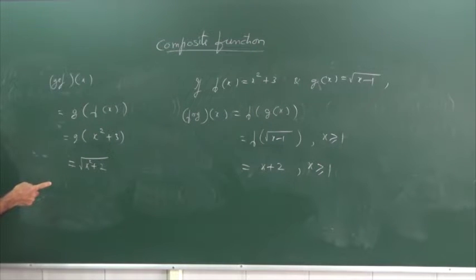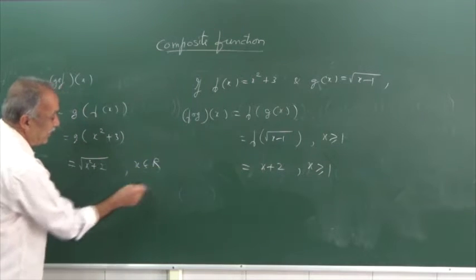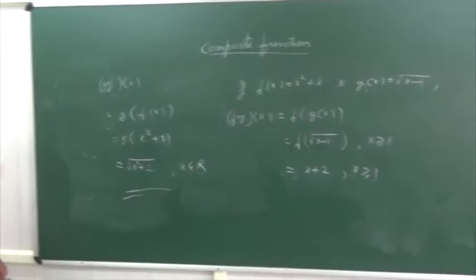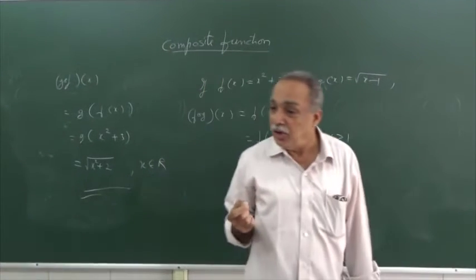Yes. Because x square is a non-negative quantity, plus 2 will be another strictly positive quantity. No problem in finding the square root. The two composites not only differ in their formulae, but also differ in their domains.